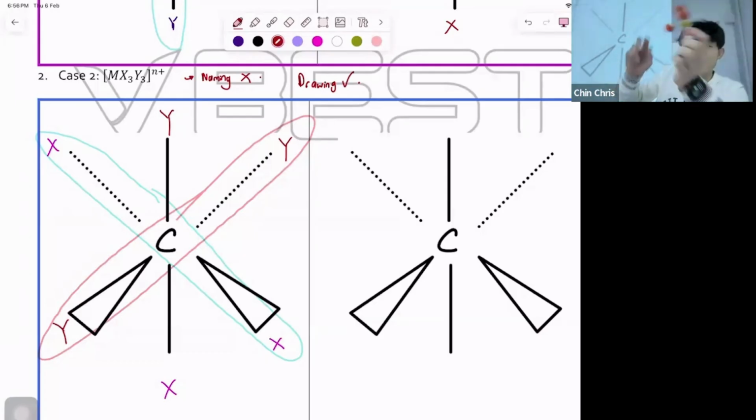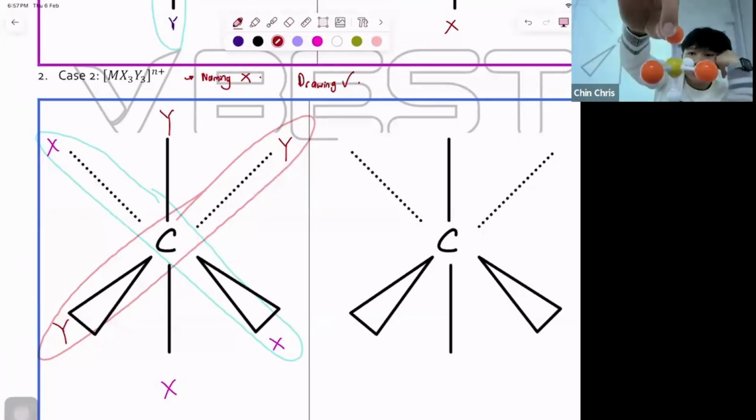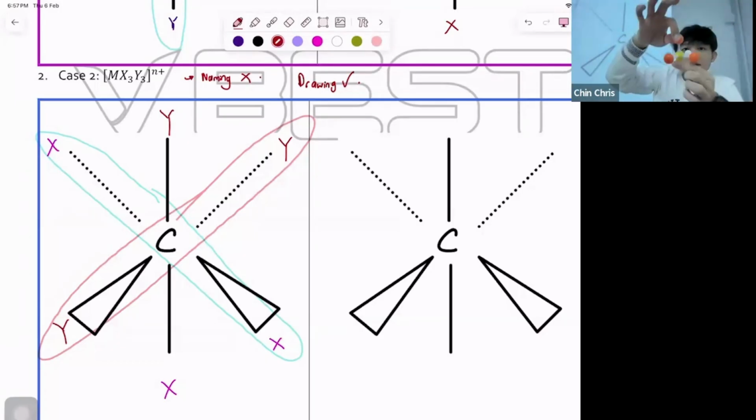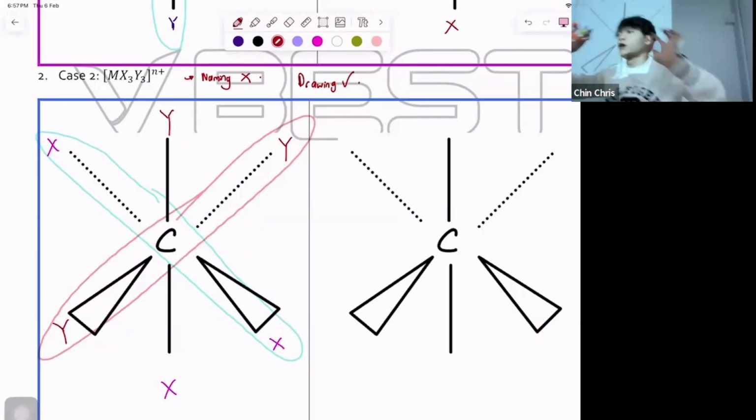So this is the second arrangement. If you look at this second arrangement, there's no way you can find 180, no matter how you twist it. There's no 180 degree. It's 90, 90, 90. If I turn it, still 90, 90, 90. No matter how I turn it, it's always 90 degree. There is no 180 degree. So I'm going to pass it around, play around.